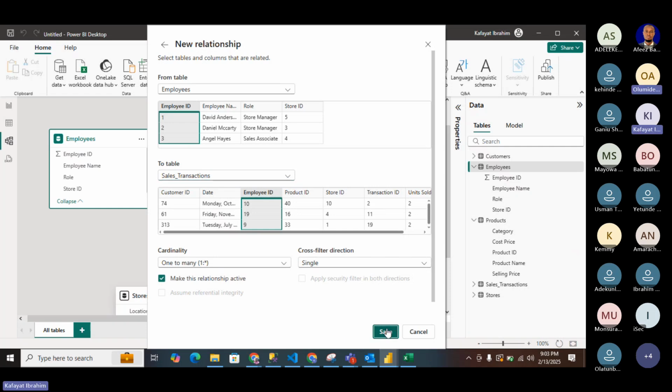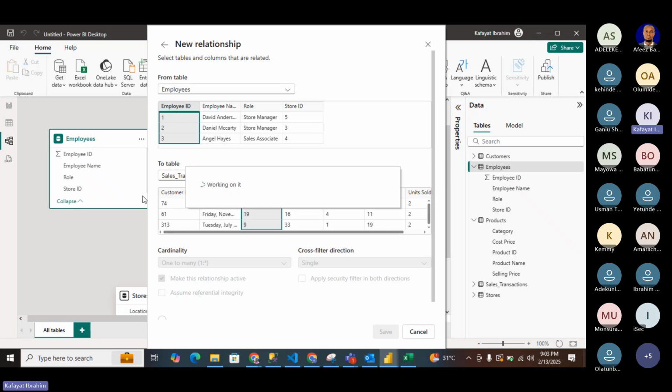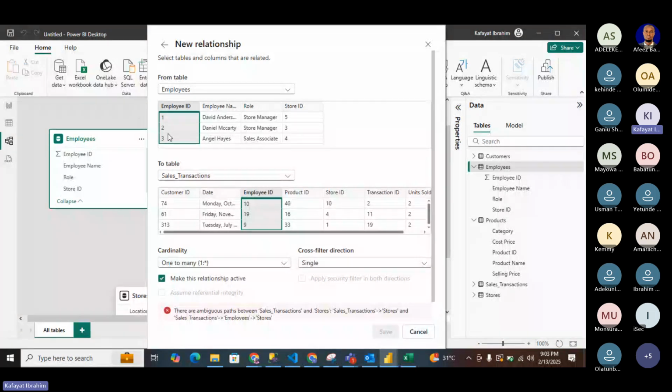Sorry, can you explain what you are trying to do? This is me creating a relationship that does not exist between these two already. I'm coming, let it load. Maybe I can just try it again. It said there are ambiguous paths between sales transaction and store, sales transaction and employee store. So ambiguous. Connect with one to many.